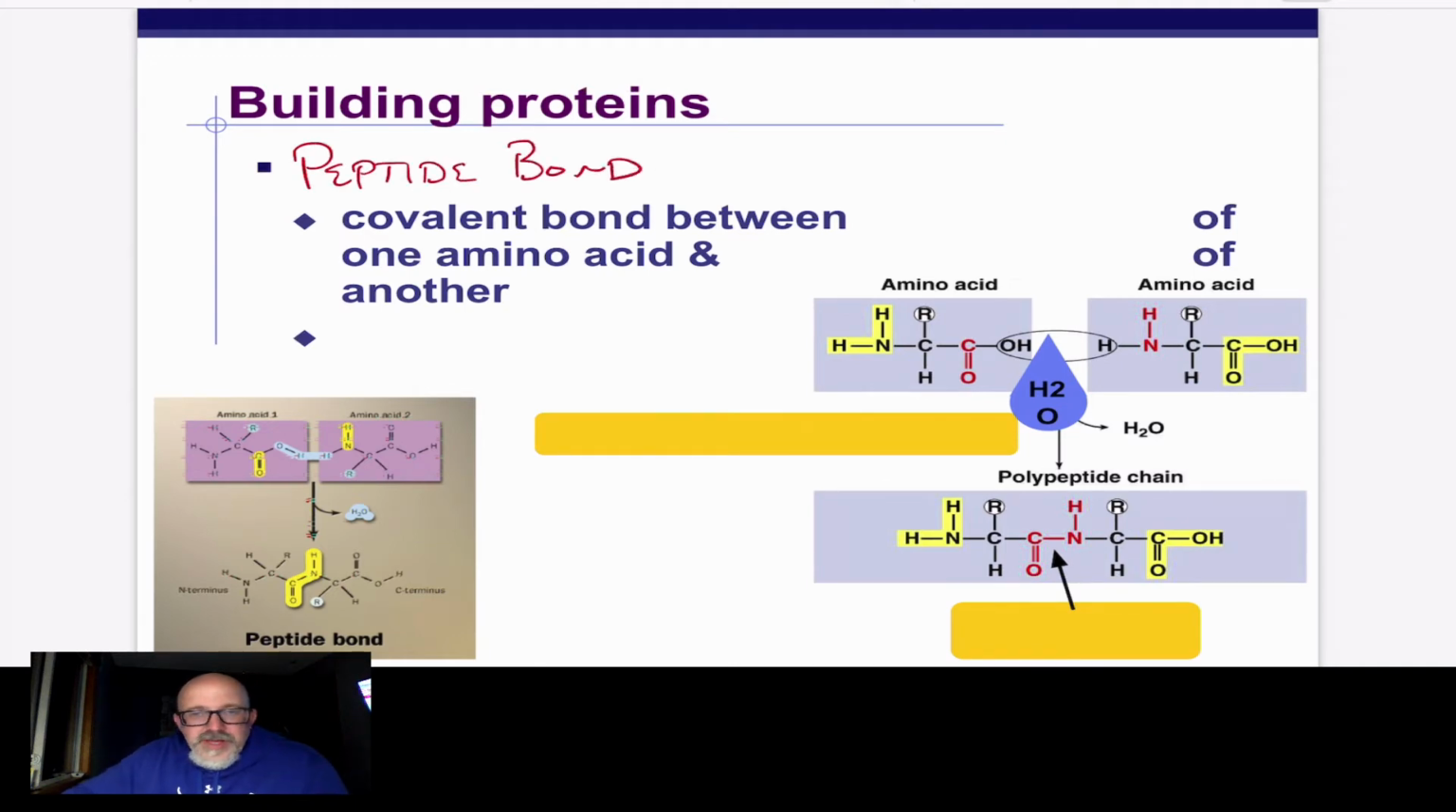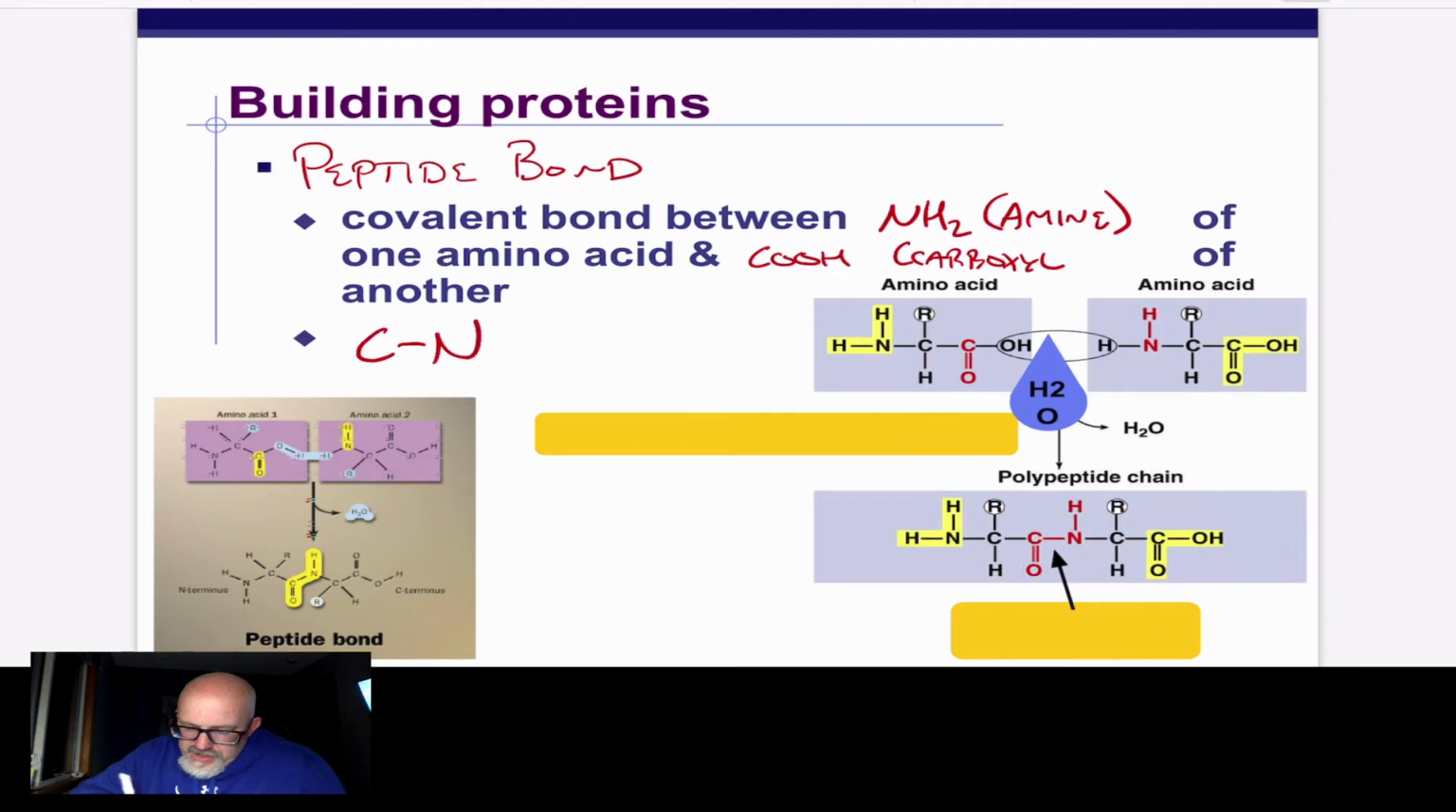So it's a special type of covalent bond that is between the NH2 or the amine of one amino acid and the COOH, which is the carboxyl of another, right? And it is a C to N bond. It's right there. C to N bond is what it would be, right? That is called a peptide bond. And of course, the process, we already know, is dehydration synthesis. All right, so we got that.